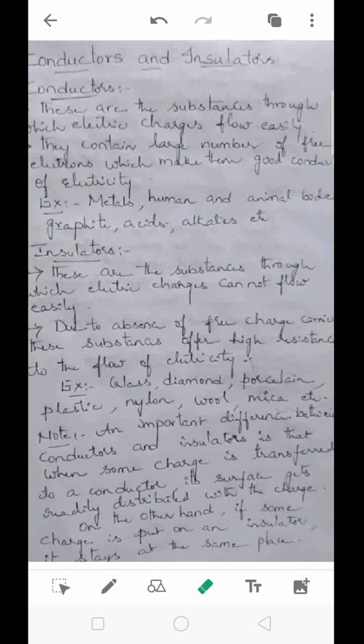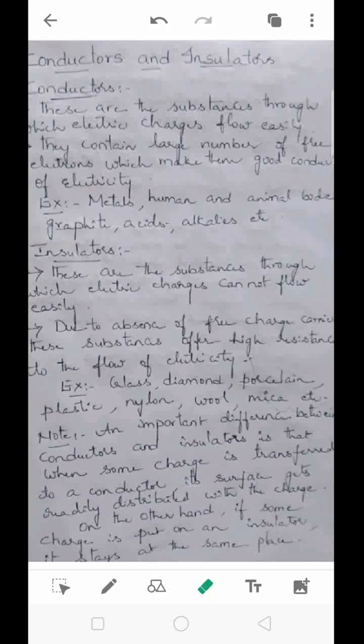So, this is the reverse of conductors. These are the substances which do not allow the electric current to pass through them. Why? What is the reason? Why are they not allowing the flow of current easily? We have already understood that in the case of conductors, a large number of free electrons are present, so there is no resistance for the free flow of electrons. But in the case of insulators, there is an absence of free charges, which offers very high resistance for the flow of electricity. Examples are glass, diamond, porcelain, etc.